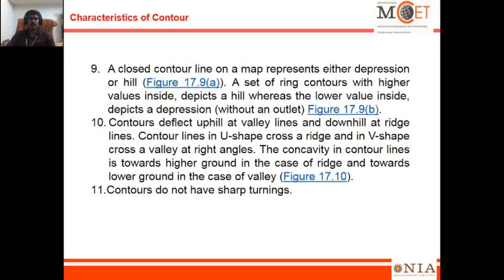A closed contour line on a map represents either a depression or a hill, that we have seen in the figure. A set of ring contours with higher values inside depicts a hill, whereas lower values inside depict a depression. Contours deflect uphill at valley lines and downhill at ridge lines, that we have seen. So it will be like a U shape and a V shape crossing the valley at right angles. The concavity in contour lines is towards higher ground in the case of a ridge and towards lower ground in the case of a valley, that we have seen in the diagram.